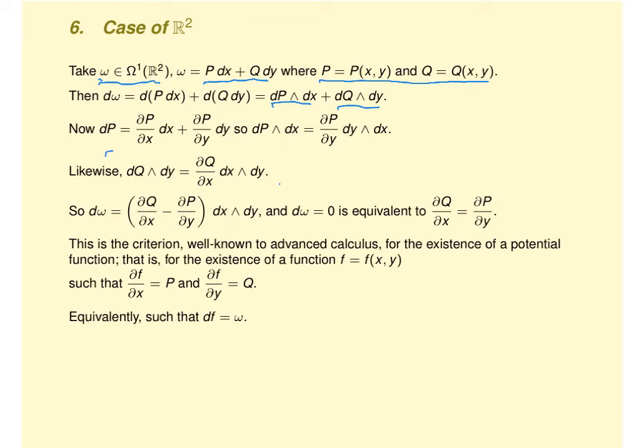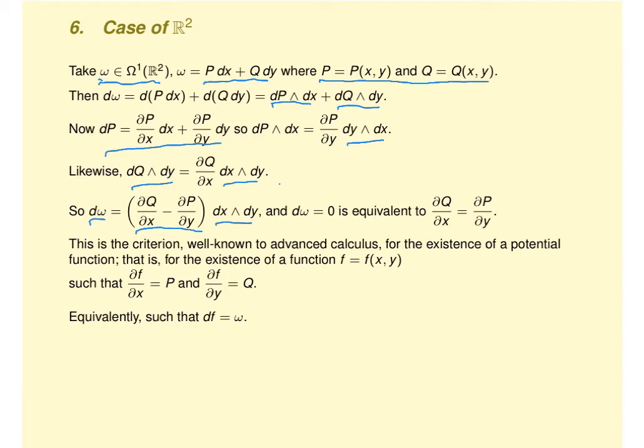And now we have this standard formula for dp, and so when I wedge it with dx, the first term drops out, and I just have partial p, partial y, dy dx. With dq wedge dy, it's the same argument, and I end up with partial q, partial x, dx dy. So the whole thing, d omega, is equal to this sort of cross difference of the partials times dx wedge dy.